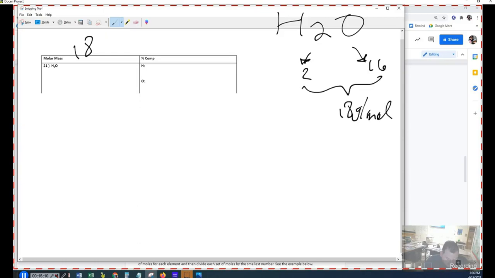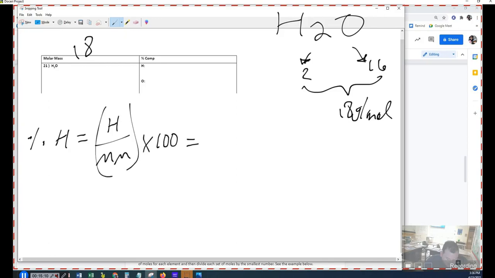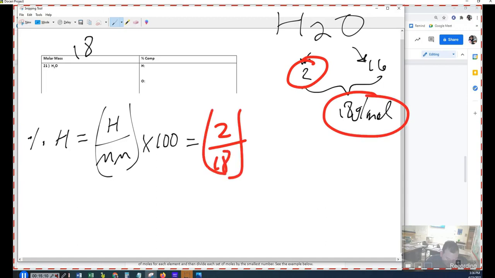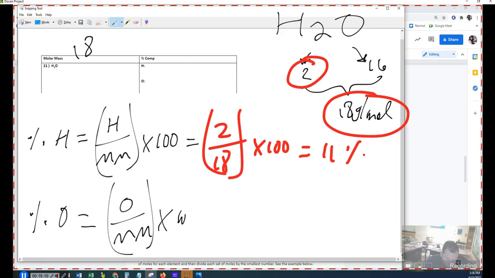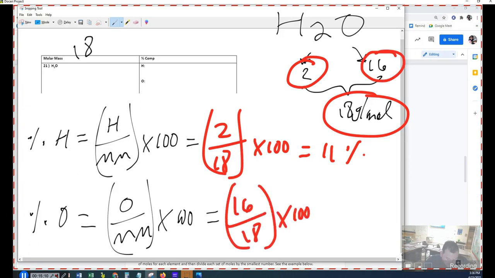So what we're going to do here is calculate the percent hydrogen. Percent hydrogen will be equal to the mass of hydrogen divided by our molar mass times 100. The mass of hydrogen is right here, it's 2. The mass of the whole thing is 18. I'm going to multiply that by 100. I get 11% when I do that. For oxygen, we're going to do the mass of oxygen over the total molar mass times 100. That will be equal to 16 over 18 times 100, which equals 89%.